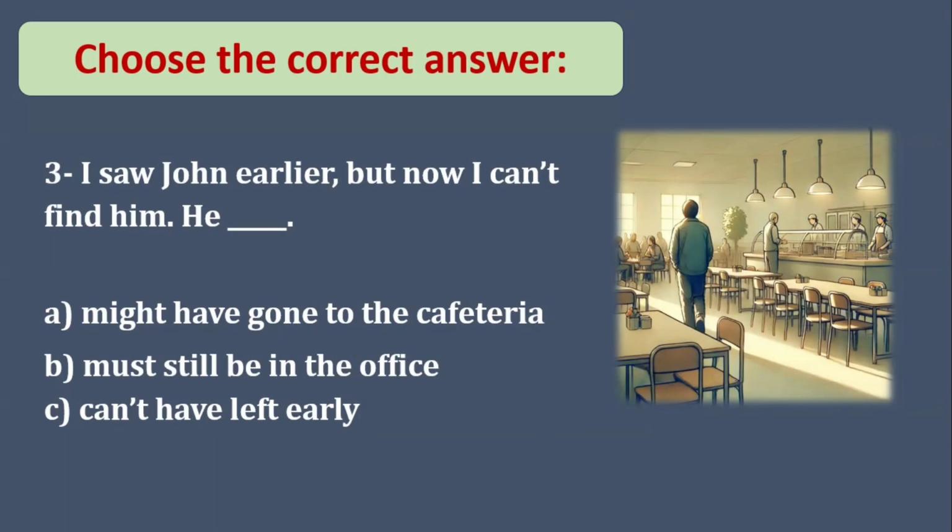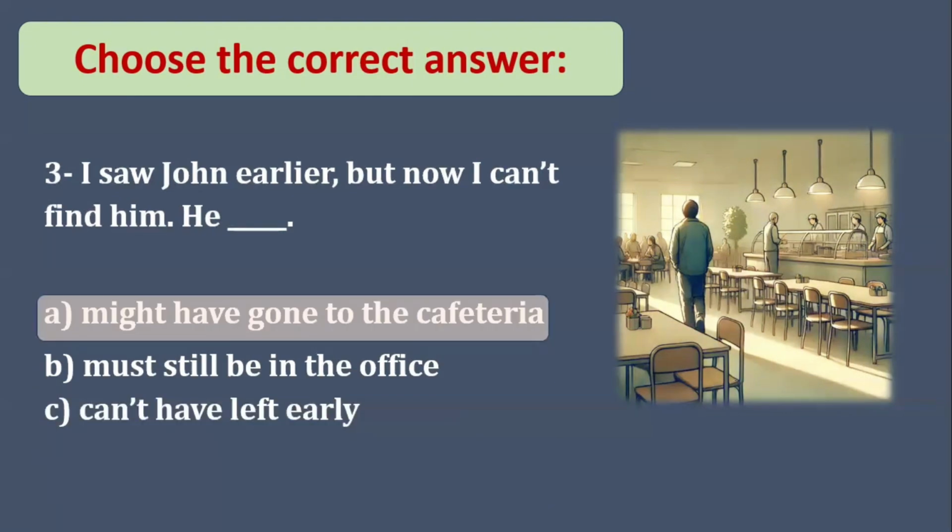How can he still be in the office? Or can't have left early. مستحيل يكون ذهب مبكرا. طبعا the correct one is might have gone to the cafeteria. احتمال إنه يكون ذهب للكافيتيريا in the past. يعني I'm saying I assume he went to the cafeteria. But because I'm not sure, I will use might have past participle.